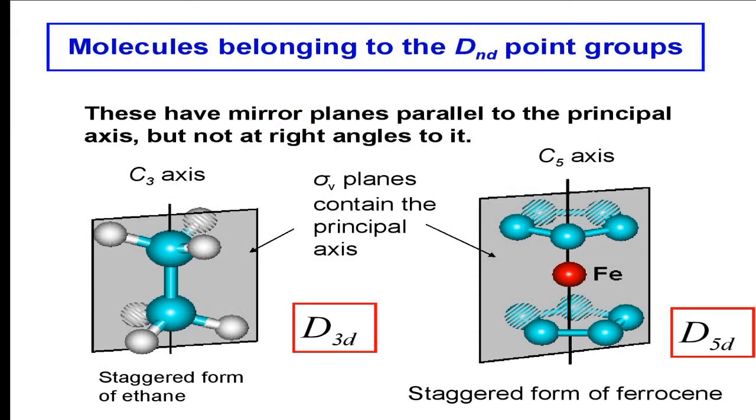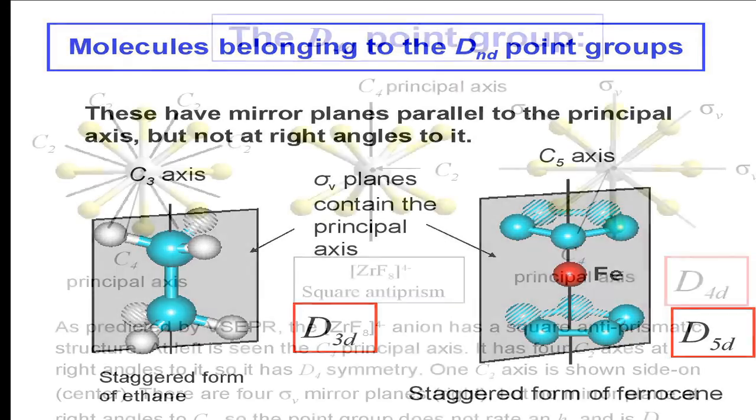Then molecules belonging to the Dnd point groups have mirror planes parallel to the principal axis but not at right angles to it. So the meaning is, if the molecule doesn't possess a horizontal plane, then naturally it has a dihedral plane, d. The staggered form of ethane possesses D3d. And the staggered form of ferrocene possesses the D5d point group.